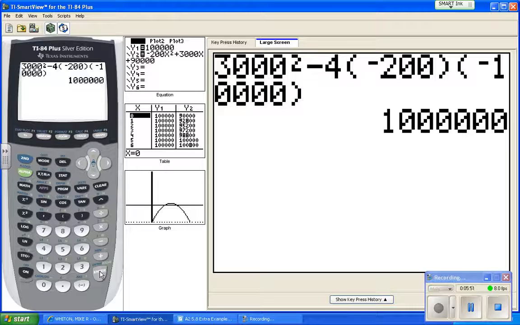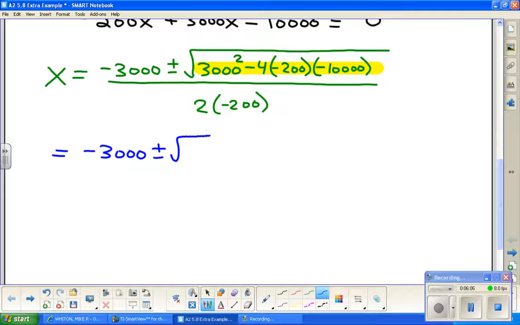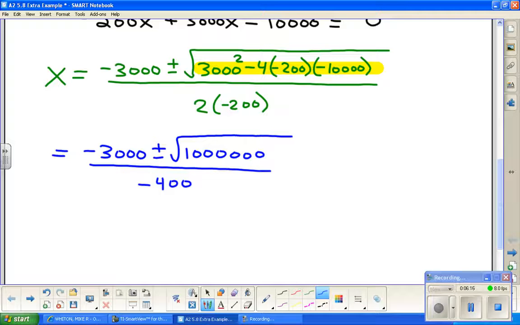That's the discriminant. So that's good. That's a positive number. We're going to get some answers here. We're going to actually get two distinct answers. So let's continue our simplification. Still negative 3,000 plus and minus the square root of, we know that unhighlighted stuff is 1 million. I know my denominator, if I multiply that out, it's negative 400.